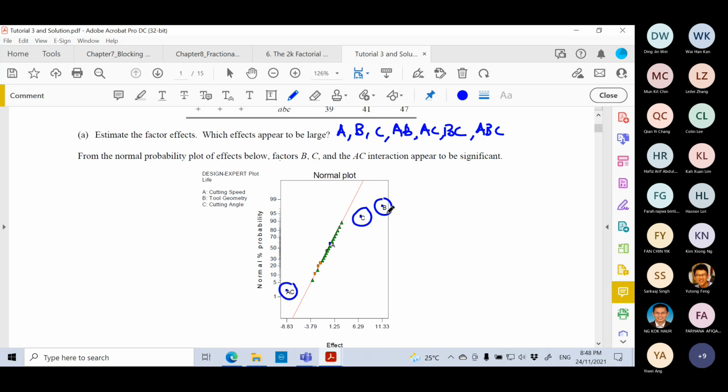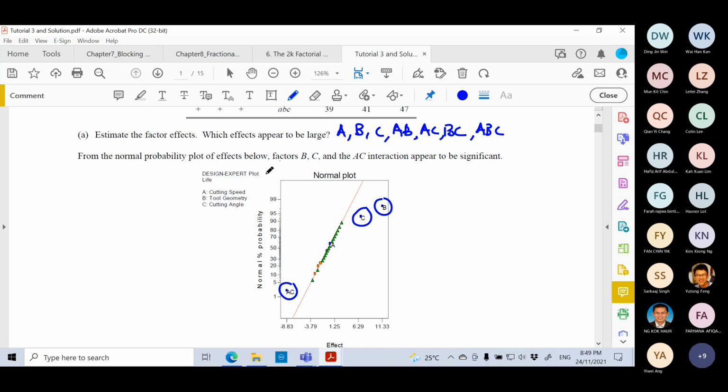Okay, so question number 1 here, based on the plot, we can identify these 3 important factors: B, C, and AC are the important factors. So far, we have not dealt with any modeling yet. We don't fit the model yet. Therefore, we just stick to B, C, and AC being the important factors. Because I think one student will ask me, since the AC interaction is significant, how about A? Does A also need to be considered? Because that one deals with the modeling.